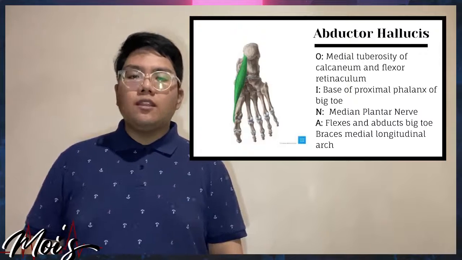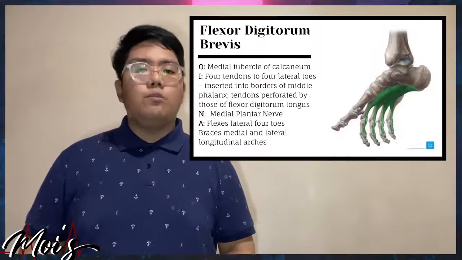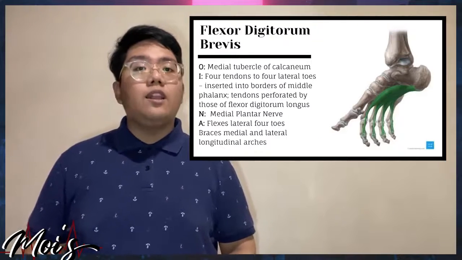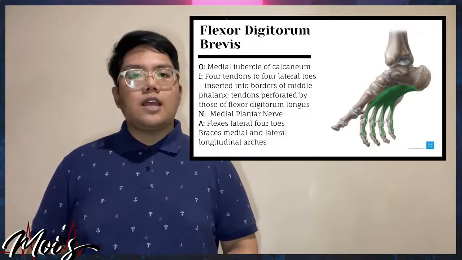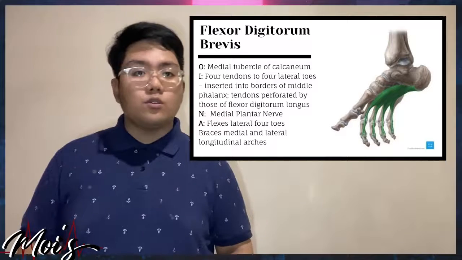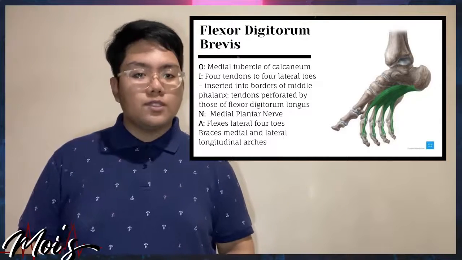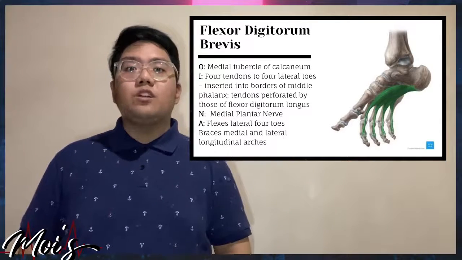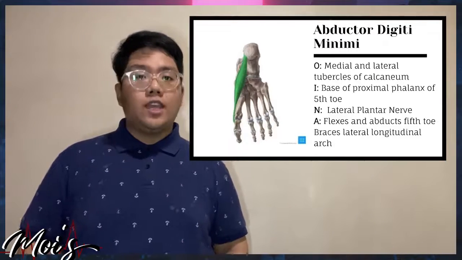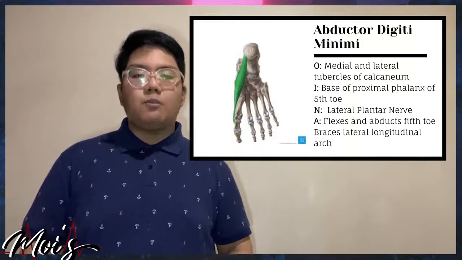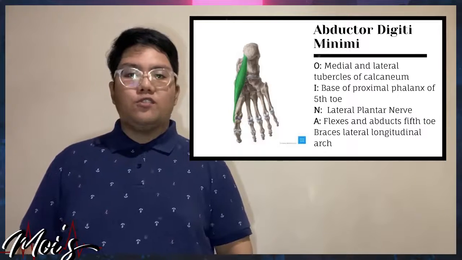This muscle abducts the metatarsophalangeal joint of the big toe with flexion of the same joint. The flexor digitorum brevis muscle originates from the medial tubercle of the calcaneus, the same as the abductor hallucis, and inserts at the middle phalanx of the second to fifth toes. This muscle flexes the proximal interphalangeal joint of the second to fifth toes. And the last muscle for the first layer is the abductor digiti minimi. This muscle originates from the medial and lateral tubercle of the calcaneus and is inserted at the base of the proximal phalanx of the fifth toe. Its action is to abduct the metatarsophalangeal joint of the fifth toe.